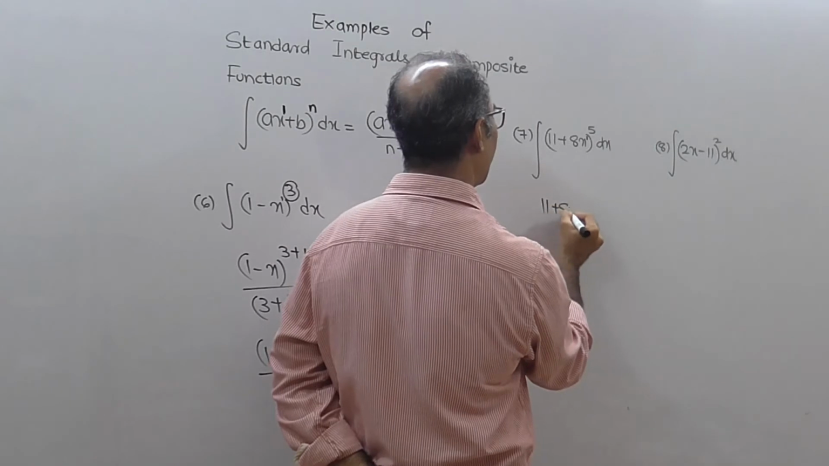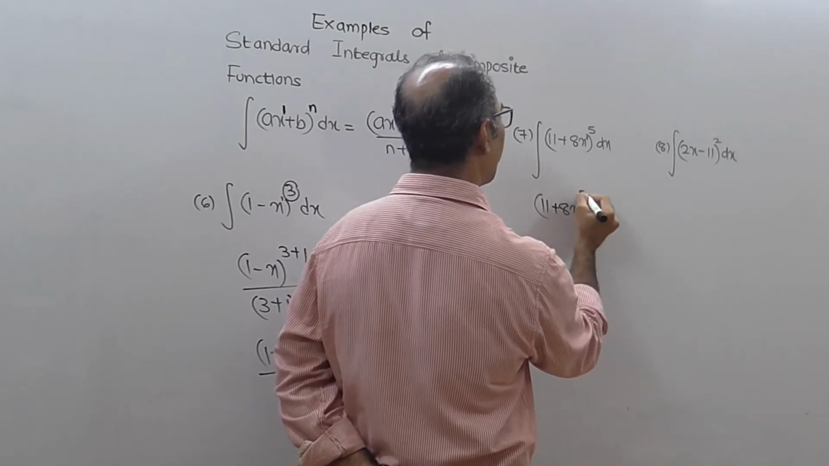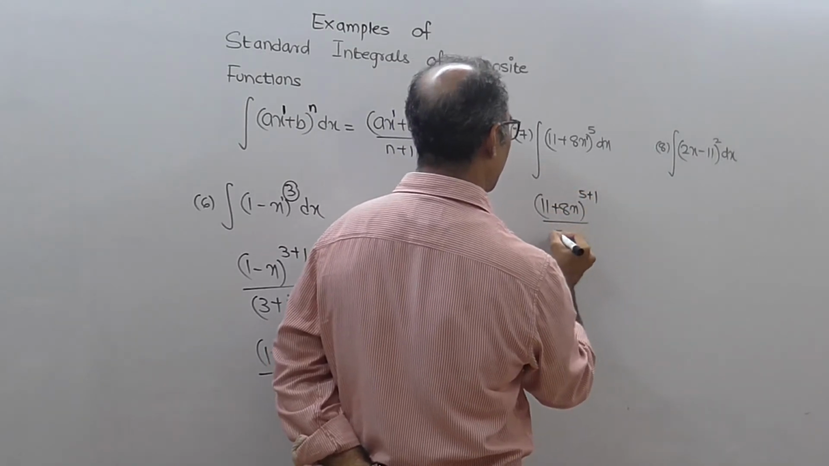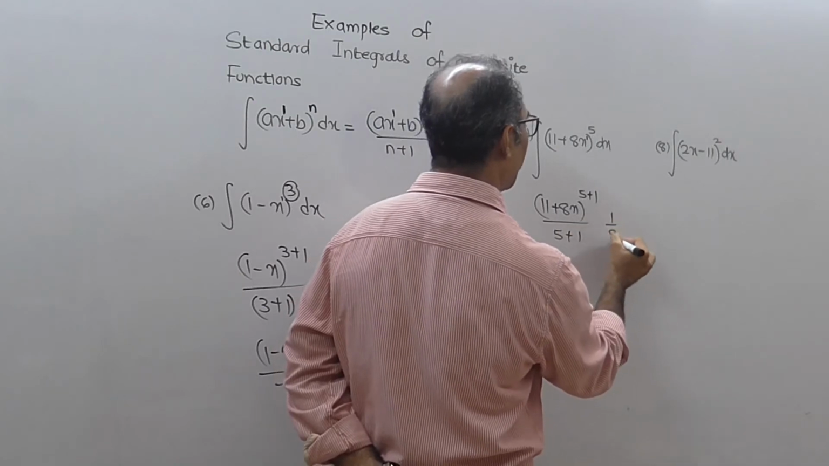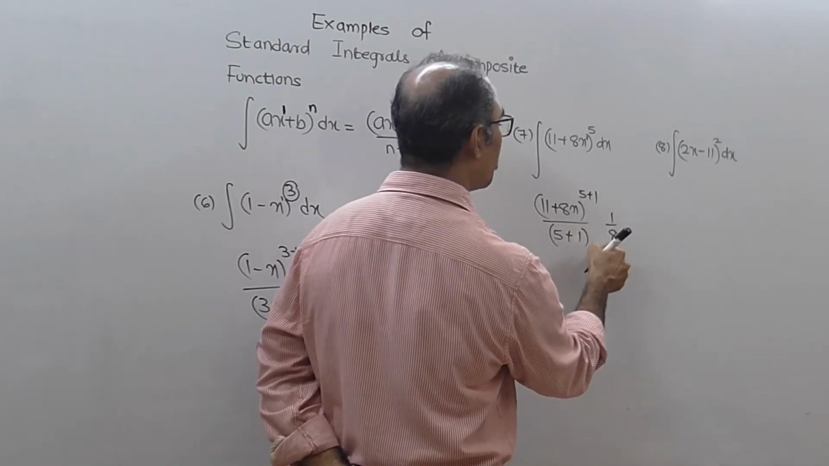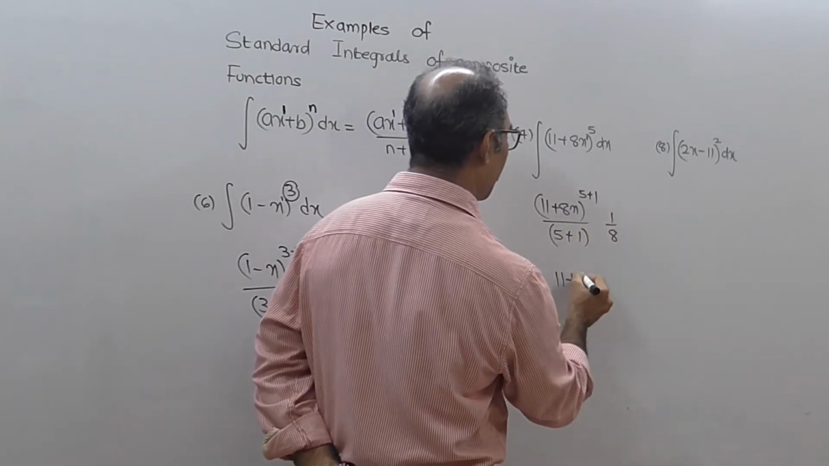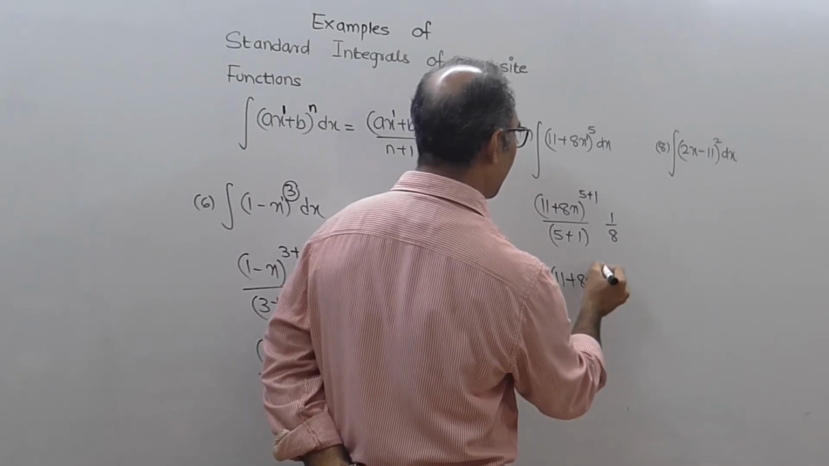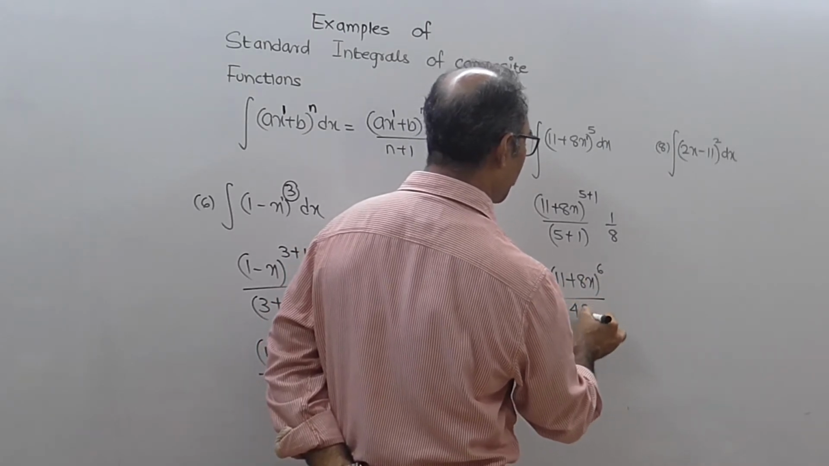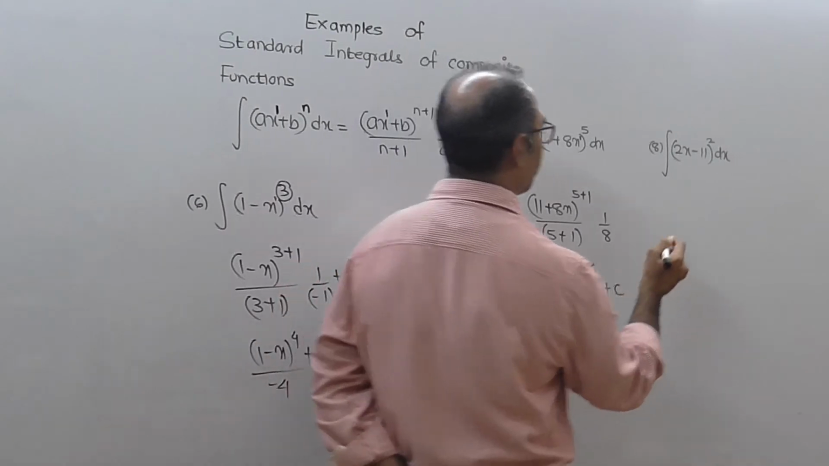So this will be (11 plus 8x) to the power 5 plus 1, the whole upon 5 plus 1, multiplied by 1 upon coefficient of x, which is 8. So you get (11 plus 8x) raised to 6, and I hope this is 48, plus c.